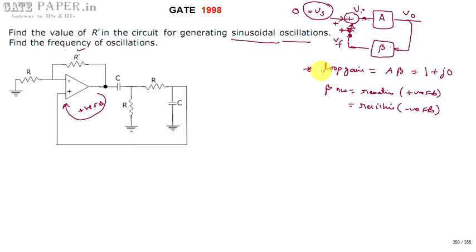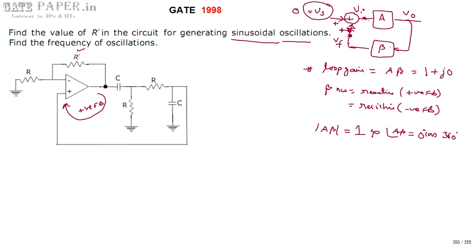This is treated as the Barkhausen criteria. The magnitude criteria is the magnitude of A beta equal to 1, and the phase criteria is the phase of A beta equal to 0 degrees or 360 degrees. So the entire loop should give either 0 degrees or 360 degrees phase shift, and the entire loop gain has to be equal to 1. These are the ideal Barkhausen criteria. Practically, the gain is slightly greater than 1 to induce the sinusoidal oscillations.